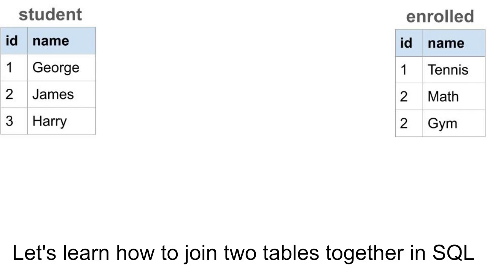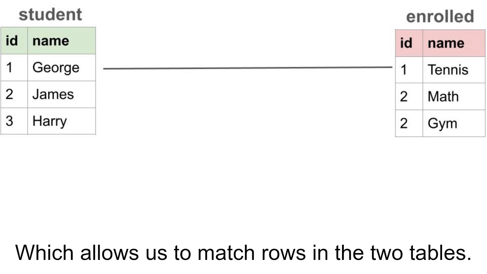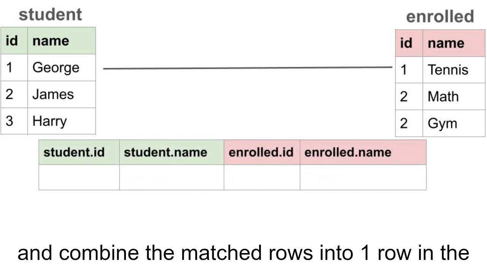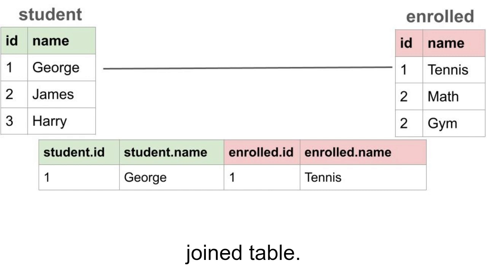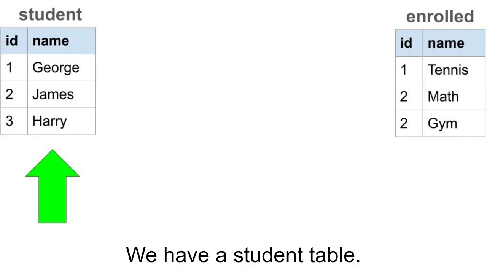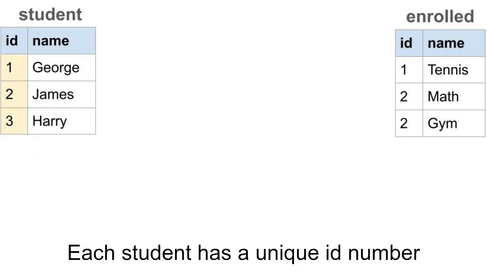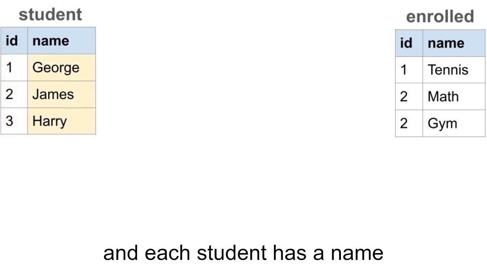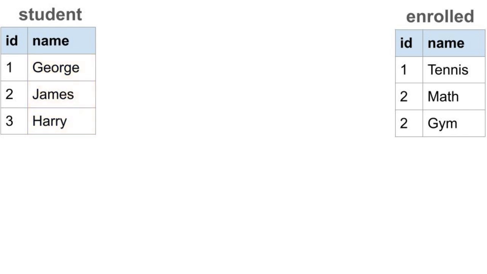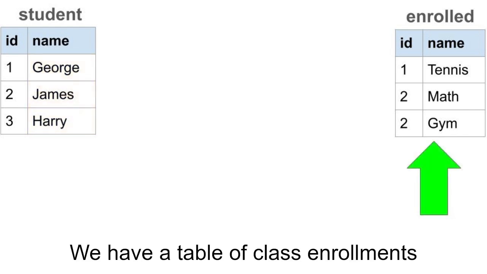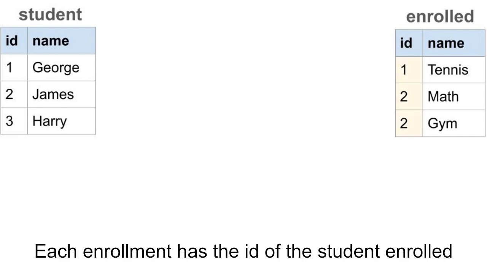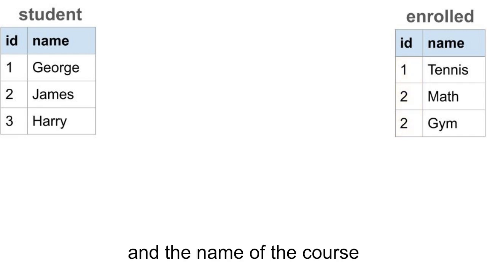Let's learn how to join two tables together in SQL, which allows us to match rows in the two tables and combine the matched rows into one row in the joined table. We have a student table. Each student has a unique ID number, and each student has a name. We also have a table of class enrollments. Each enrollment has the ID of the student enrolled and the name of the course.